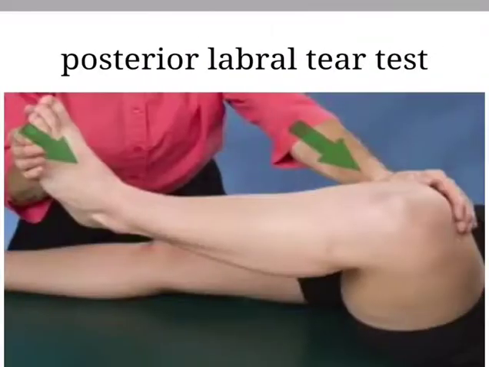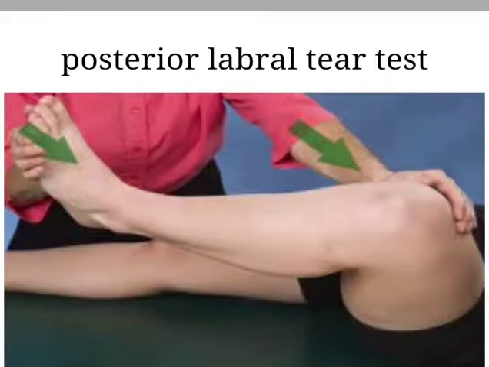Then you go for the posterior labral tear test. In this test, the patient is in supine, and the starting position of the hip is full flexion, adduction and internal rotation. Then move into extension, abduction and external rotation. If the test is positive, it indicates pain, with click or without click.